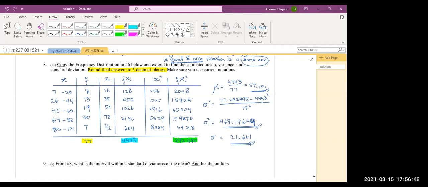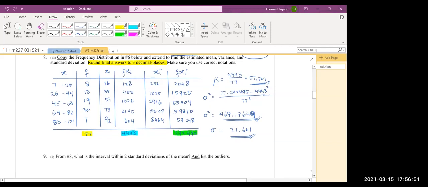Okay, now then from number 8, what is the interval within twice standard deviation of the mean? So the lower fence will be the mean minus twice the standard deviation, which is 57.701 minus 2 times 21.661. I get 14.379.